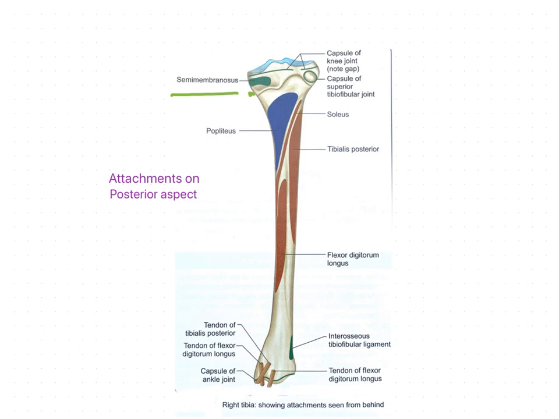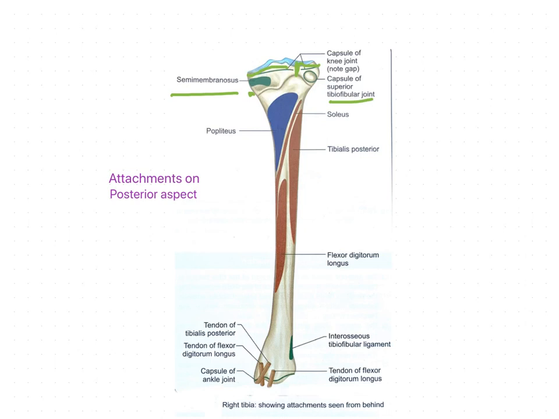We can call it the capsular ligament of the knee joint, or capsule of the knee joint, which is attached on the posterior surface around the tibial condyles. A gap is present in between them. Here you can note that gap. Also, around the facet, it gives some attachment to the capsule of the superior tibiofibular joint.